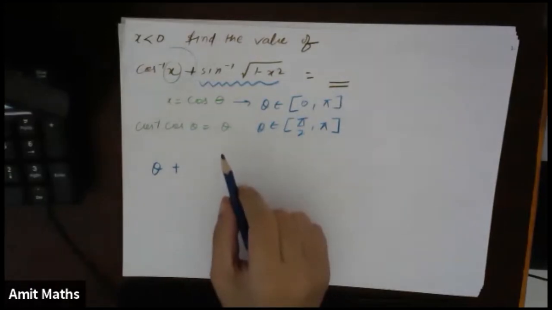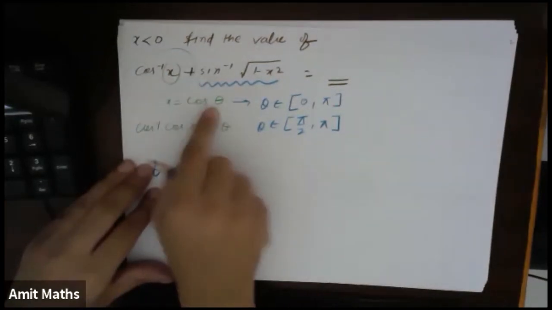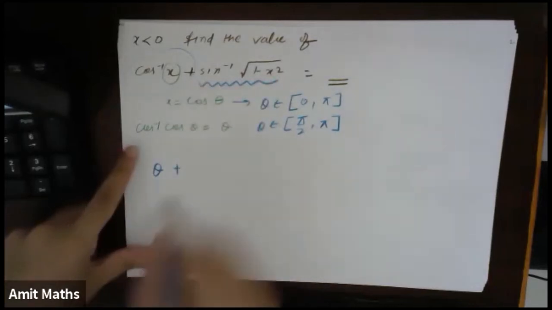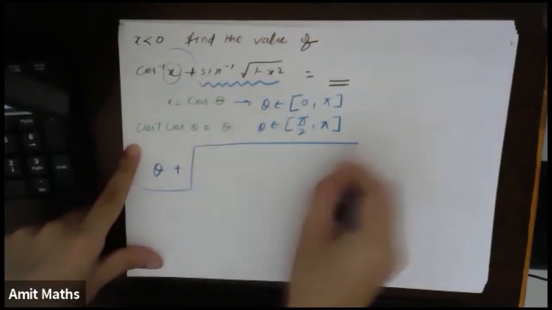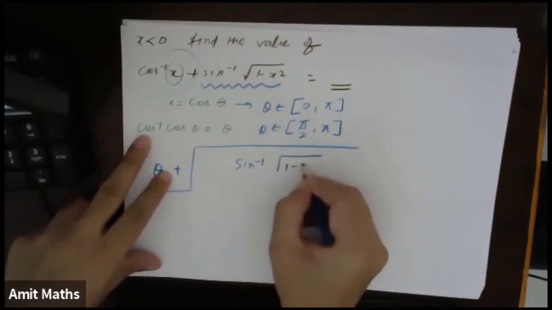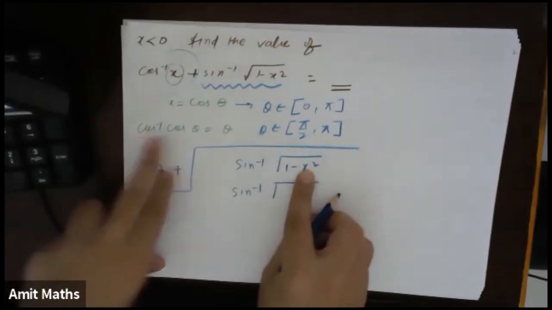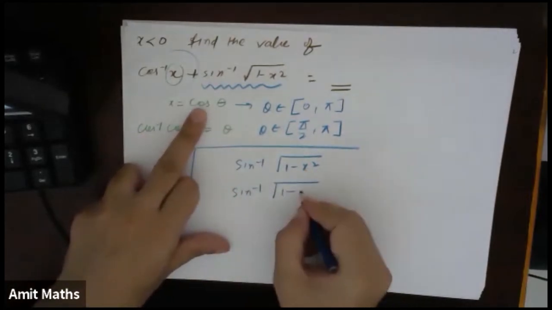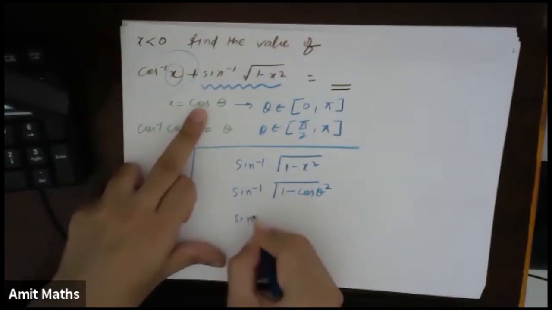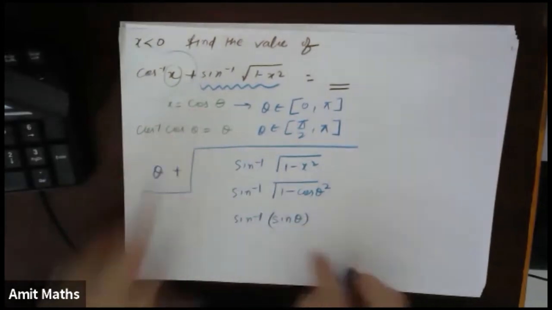Yes, okay, so let's see. Basically, if here I have substituted x as theta, here also I have to substitute x as theta only, right? You will get pi minus theta, very good. So what you will do, first we will try to find out this: sine inverse of under the root of 1 minus x square. So this will become sine inverse of under the root of 1 minus cos theta whole square, since x is cos theta. So this is nothing but sine inverse of sine theta.